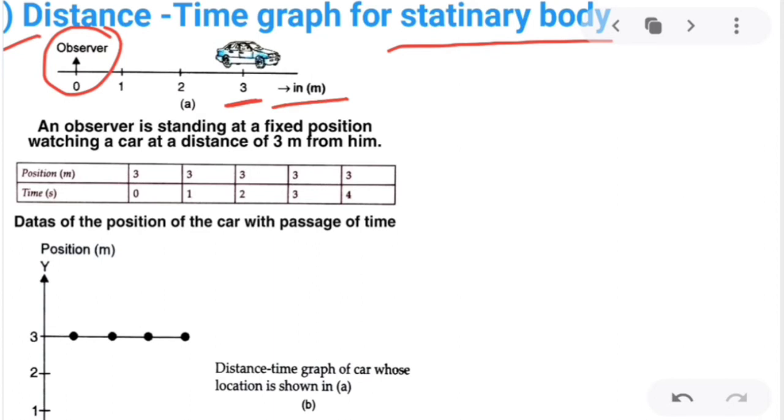Here you see an observer standing at a fixed position watching a car at a distance of 3 meter from him. Now some data are given here, the position of the car when time is 0. At the beginning the car is at 3 meter, when 1 second has passed the car is again at 3 meter, when 2 seconds pass the car is at the same place, 3 meter, 3 seconds passed, 4 seconds passed, but the car is at the fixed position. So the data given prove that the car is at rest.